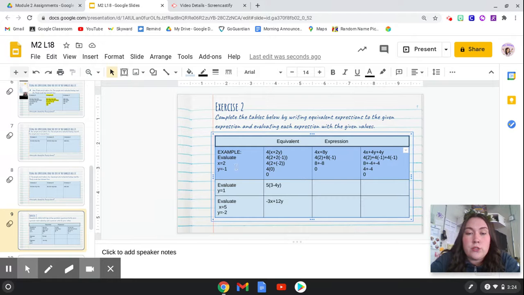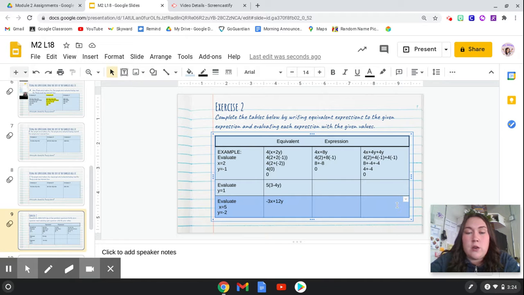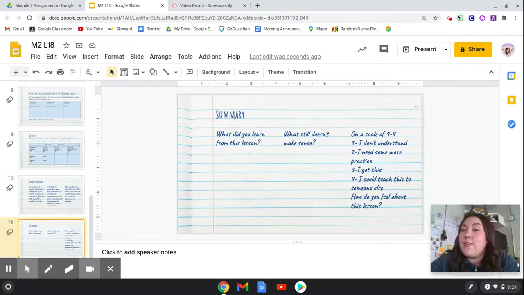So go ahead and try those next 2. On this next one, you only have 1 variable to plug in for, and the last one is going to be the exact same as the one I just did. So make sure you keep track of those negatives and the positives and distributing, and you'll be good to go. Okay, I hope that goes well. And then after that, you guys will just have the summary and you can turn in the lesson.